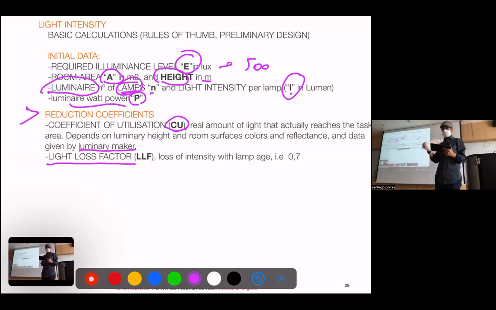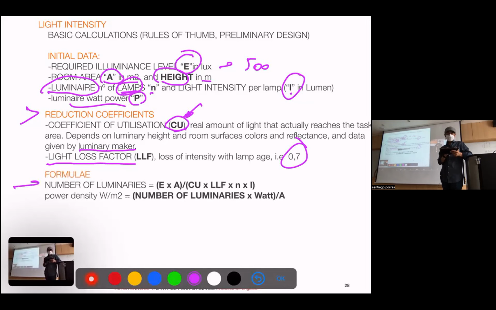Light loss factor is also some estimation. Lamps lose intensity with time, they become dirty, and so on, right? And we just make a very rough estimation about 0.7, right? Often in this utilization, they give some kind of coefficient for the distance from the luminaire to the workspace, which is about 2 meters in general, something like that.